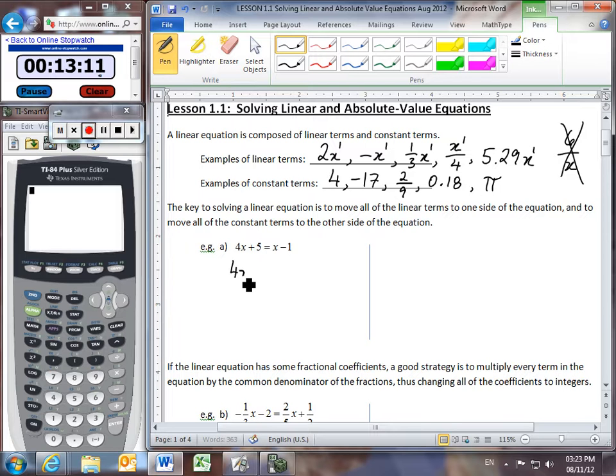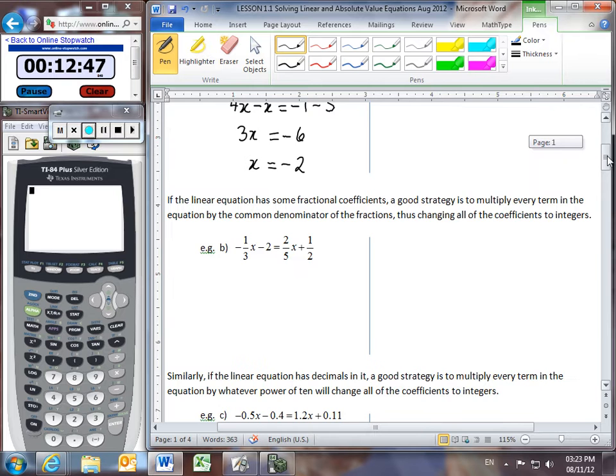So let's move all of the linear terms to the left. 4x is linear. Let's move over the x. It becomes a negative x. And my constant term in -1 is already on the right. Let's move over the +5 so it becomes a -5. If we simplify both sides, 3x is equal to -6. Divide both sides by 3, and we get the answer of x equals -2. Let's move on to the next problem.